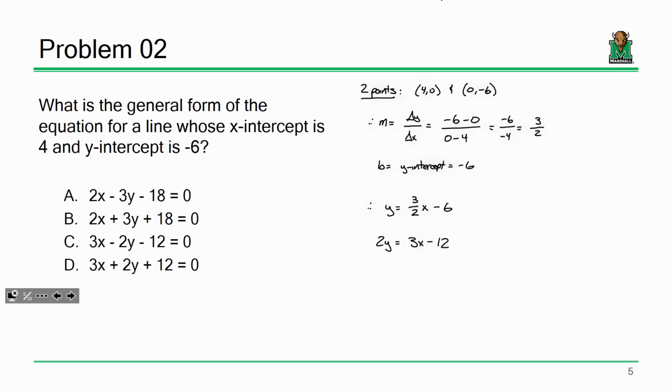Make sure y'all are paying attention. All right, and then getting everything over to one side, all I need to do is just subtract the 2y. 0 equals 3x minus 2y minus 12. So what's the answer?